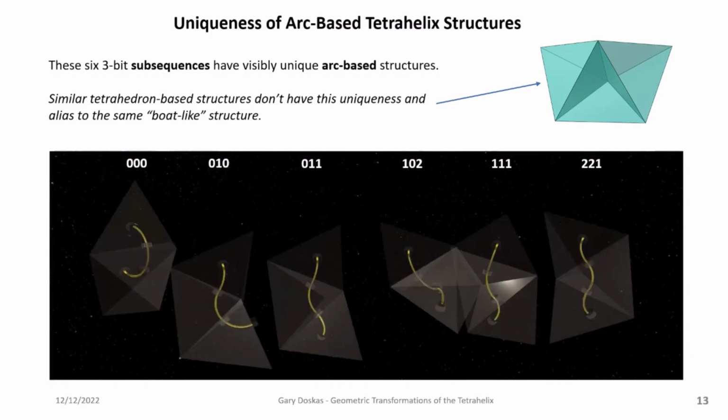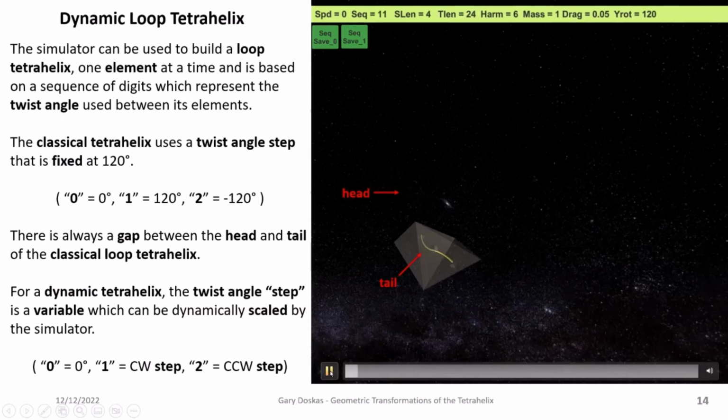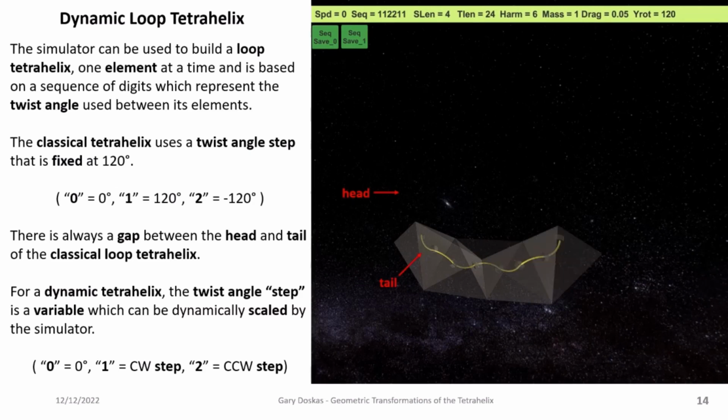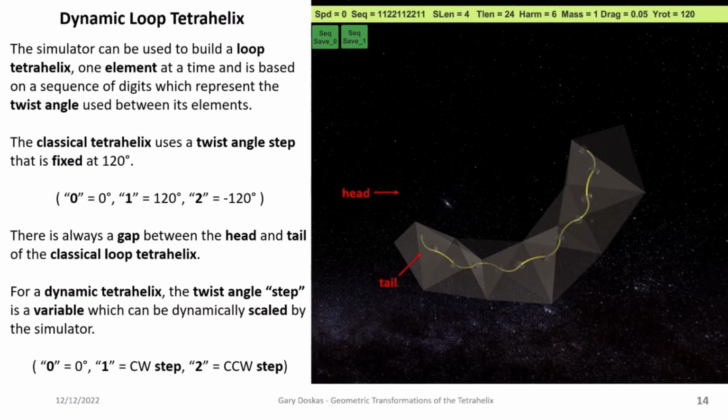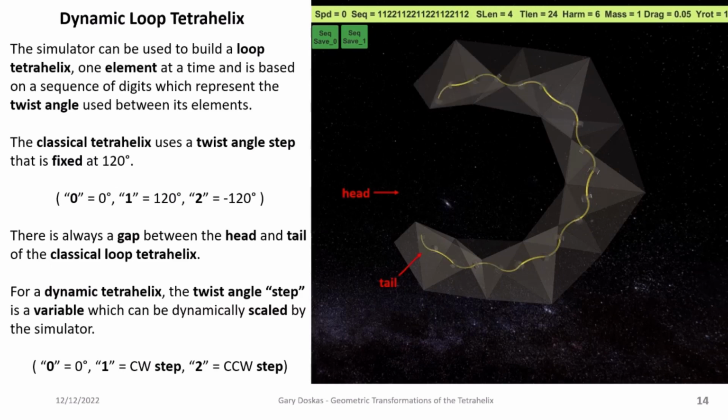So now I'm going to introduce this concept of a dynamic loop tetrahelix. This is just an example of building a tetrahelix element by element, choosing which way I want to rotate each element. And I'm using a sequence of 1, 1, 2, 2, that will eventually define a loop tetrahelix. And eventually the head and tail will meet. And this leaves behind that small gap between the head and tail that exists for all of these classical tetrahelixes.